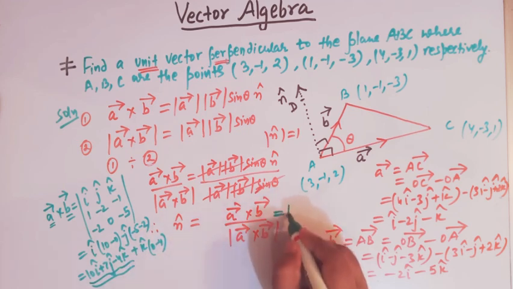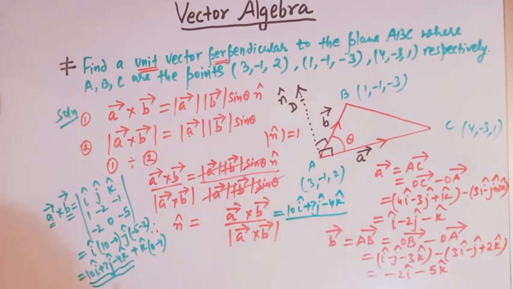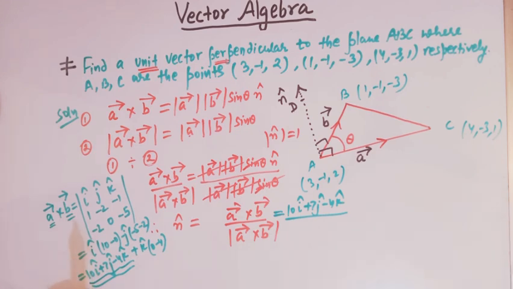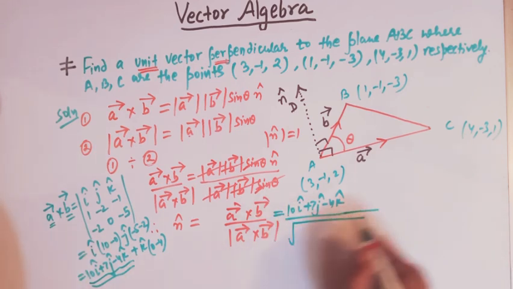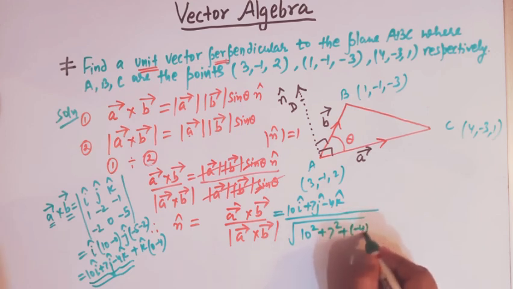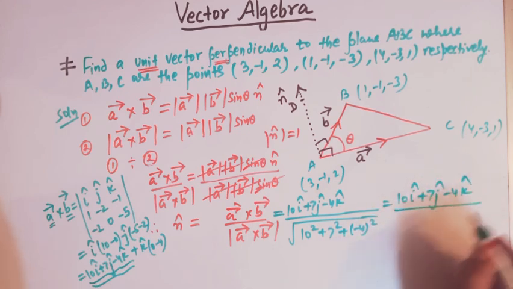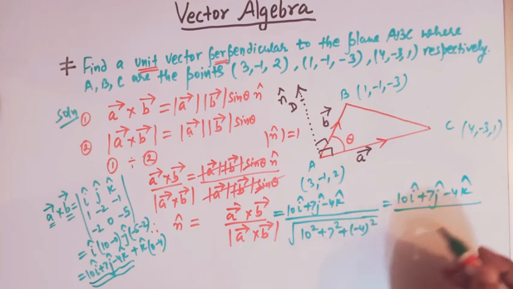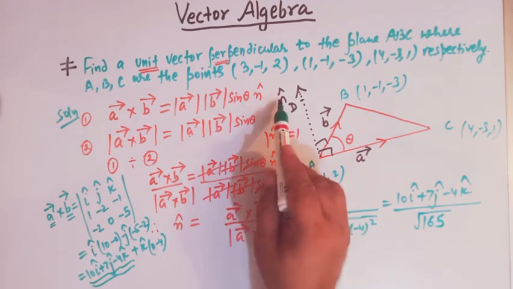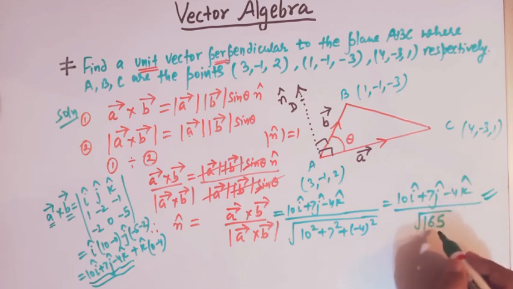Okay, now here we can substitute this value. So we have 10i cap plus 7j cap minus 4k cap divided by the magnitude of A cross B, right? The magnitude of this vector is the square root of 10 squared plus 7 squared plus (minus 4) squared, and this is equal to the square root of 165, right? So therefore this vector n cap is given by 10i cap plus 7j cap minus 4k cap divided by the square root of 165.